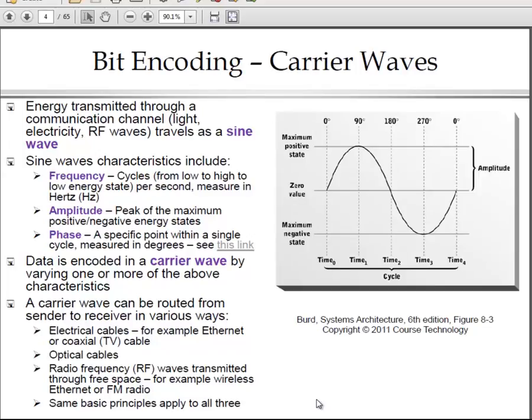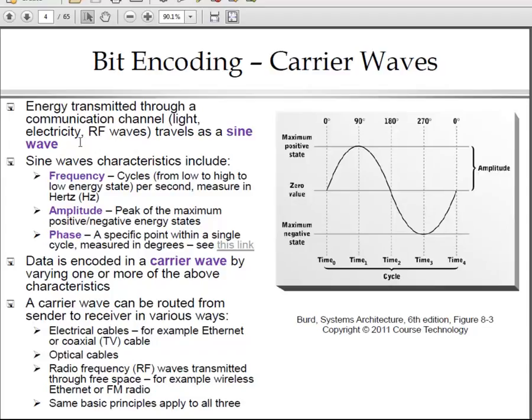In this video, we're going to talk about some basic principles of data communications. We're going to concentrate on carrier waves, talk about analog and digital signaling, and talk about how various aspects of a carrier wave can be manipulated in order to embed or encode digital data within that wave. And therefore, as that wave propagates through some transmission medium, that data can be transported from one place to another.